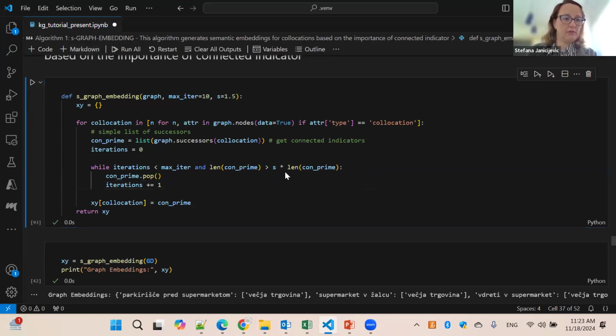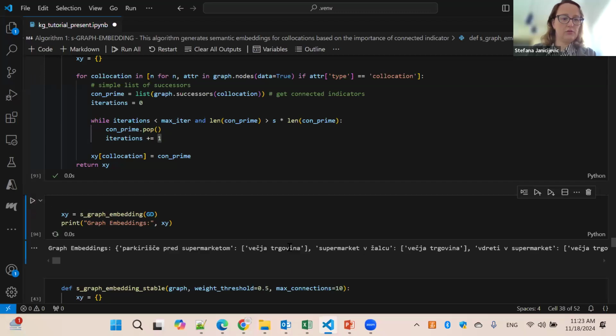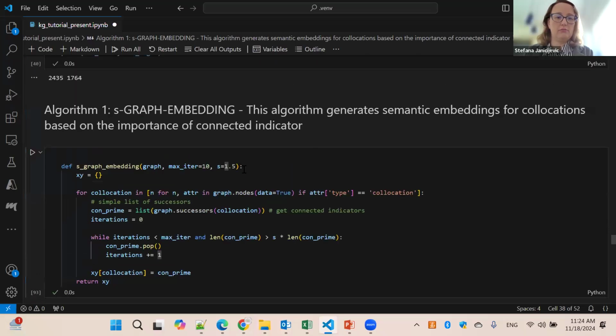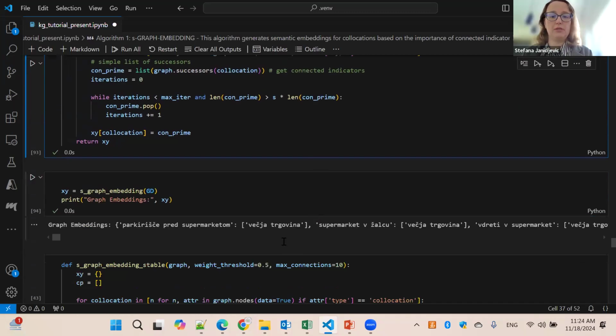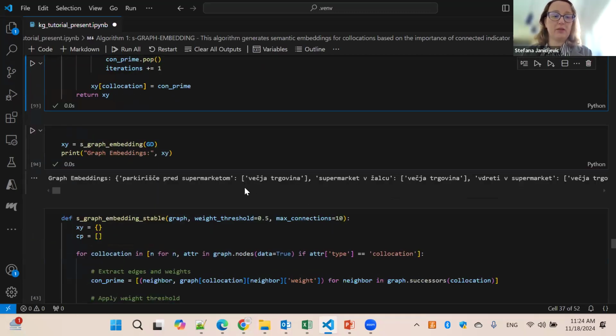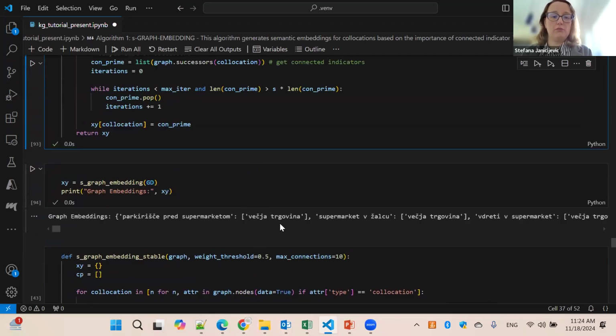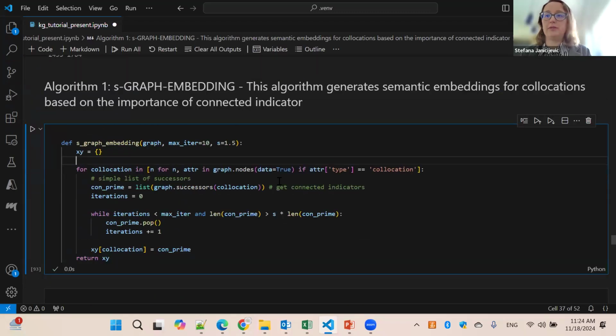If I run it, this is the function. If I call it, I have some graph embedding according to my parameter here. If I increase or decrease the threshold, I will obtain other results. What is the problem? The problem is that this parameter limits the number of connected nodes according to that parameter.